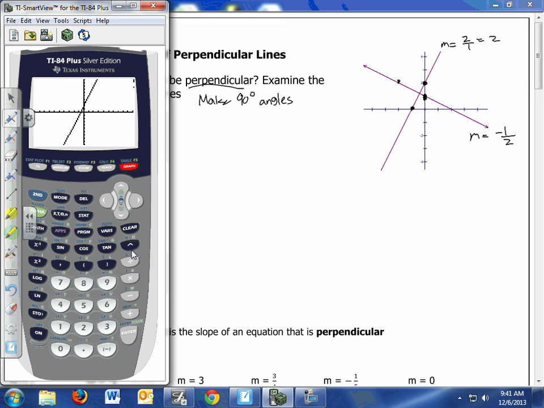Now we're going to see something interesting here. Do those look perpendicular? Kind of, but not really, right? It looks like maybe this angle is a little bit less than 90 degrees, and it looks like this angle might be a little bit more than 90 degrees. Anybody have a guess why it doesn't look that way? I'll tell you that these lines are definitely perpendicular that we just graphed. Why would it look like it's not? What do you think?